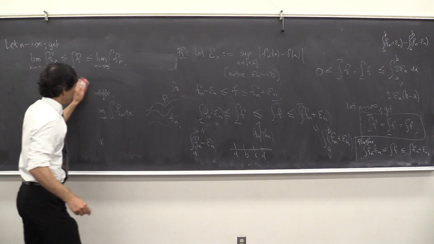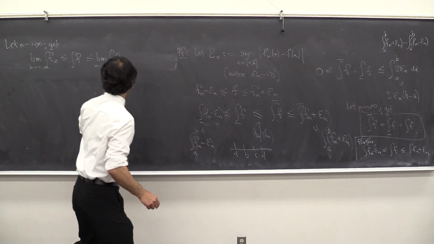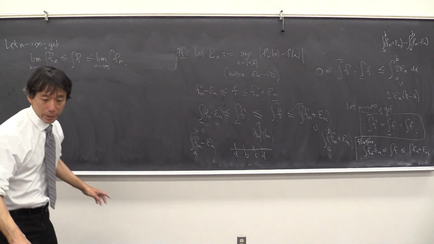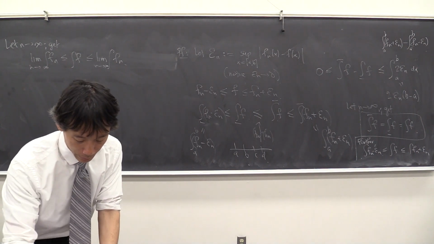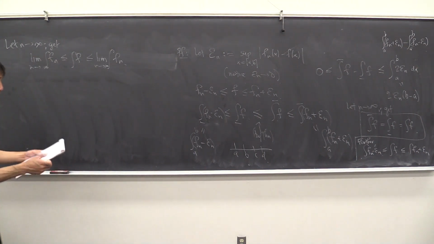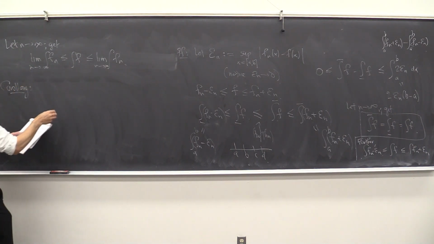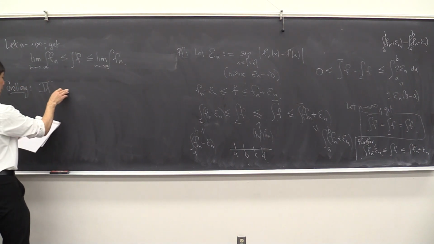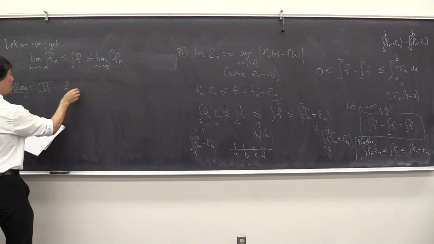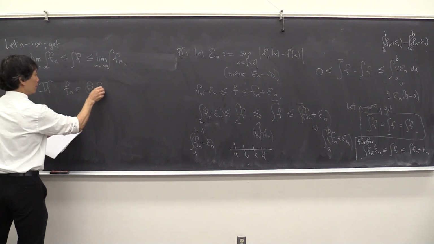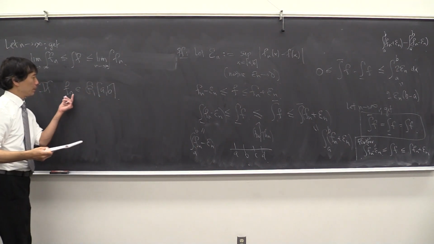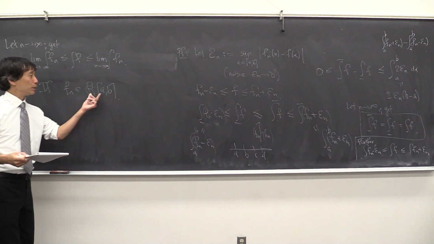Okay. Let me just make one. I think I have enough time to make the corollary. If you have a bunch of Riemann integrable functions, sorry, this is the notation, the Riemann integrable functions on AB.